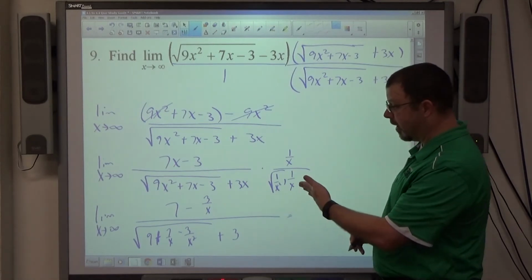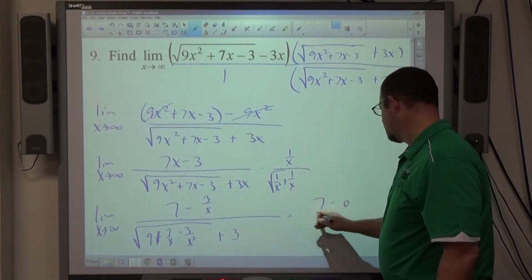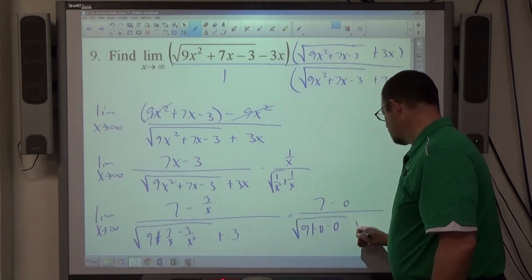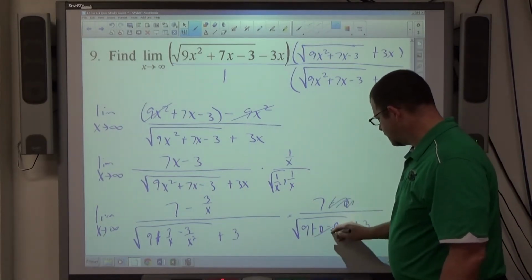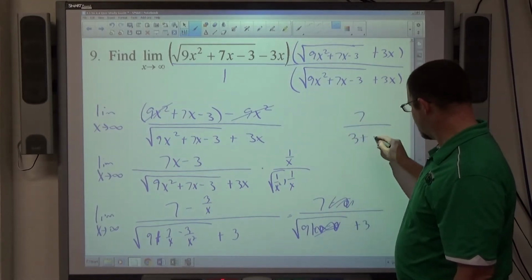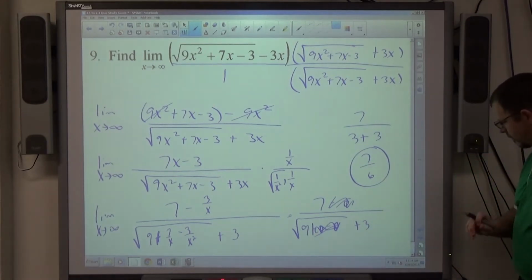If I substitute infinity in now, anything over x is going to go to 0, so I'm going to get 7 minus 0 on top. I'm going to get the square root of 9 plus 0 minus 0 plus 3 on the bottom. Those zeros all go away. So I end up with 7 over the square root of 9 plus 3. So 7/6 is the answer to that one.